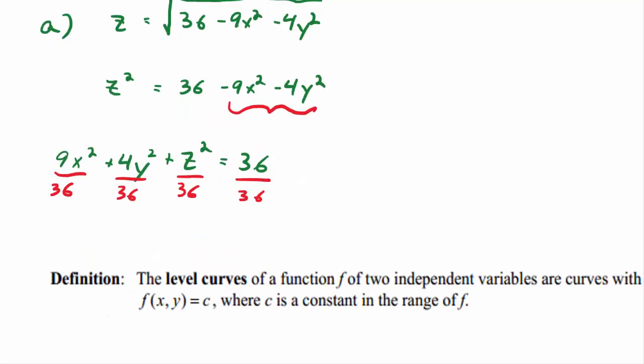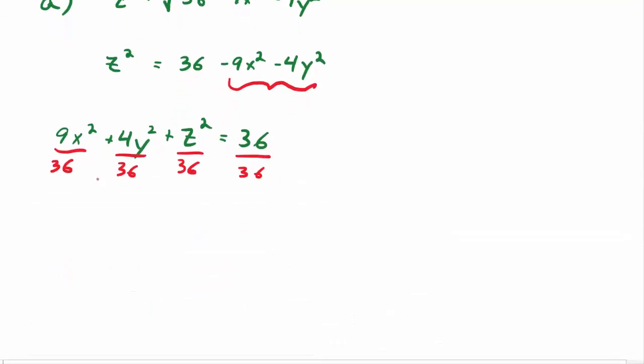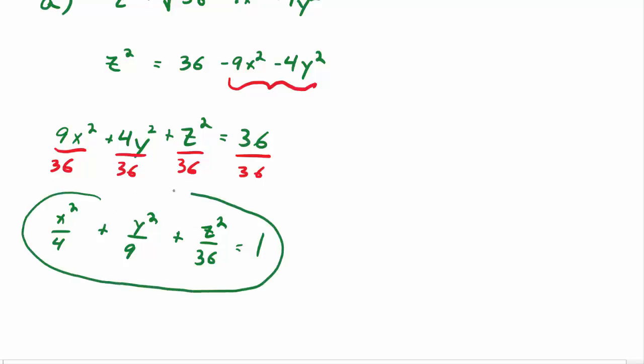And I end up with what? x squared over 4 plus y squared over 9 plus z squared over 36 equals 1. You guys recognize this? What is it? I like that. It's an ellipsoid. It's one of those football or egg shapes, right? Ellipsoid.